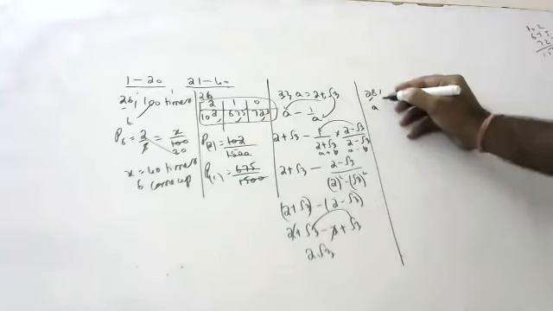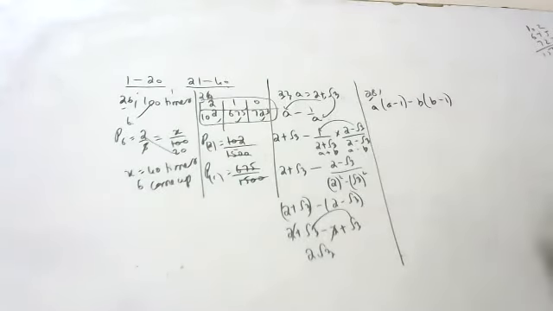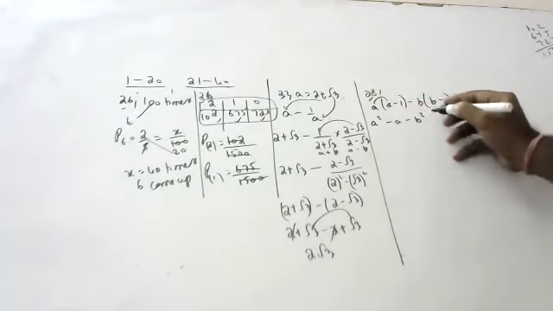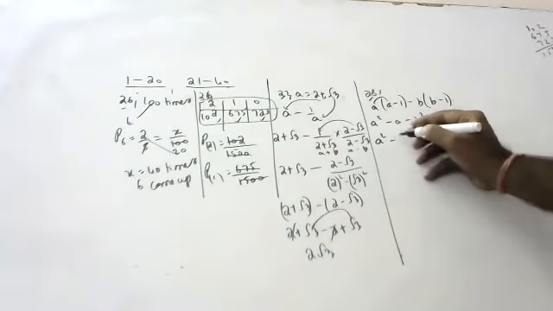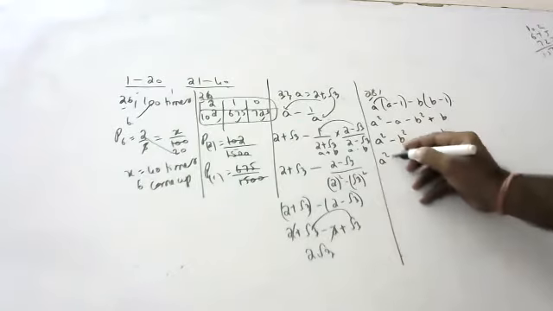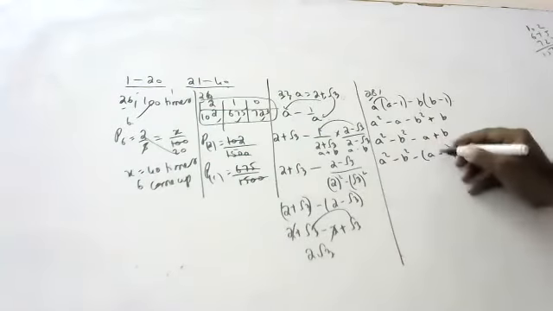Factorize a(a-1) - b(b-1). This you have to factorize, children. a into a square minus a, minus b into b square plus b... minus into minus is plus. Okay, a square minus b square minus a plus b. Okay children, a square minus b square minus a minus b, I am putting the brackets, which means minus into minus is plus.